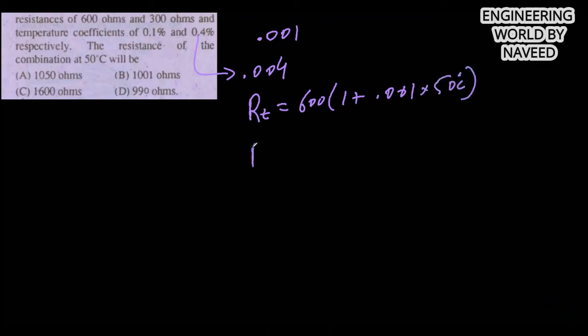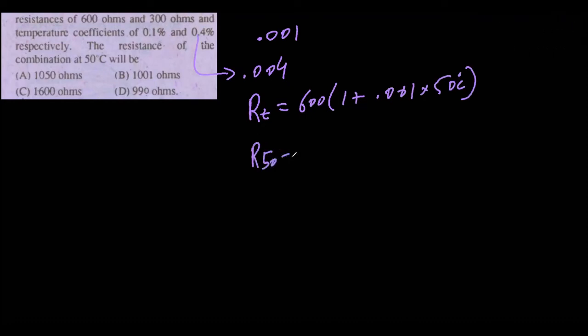So your resistance at temperature 50 degree will be equal to, let's use the calculator, 600 into 1 plus 0.001 times 50. So that is equal to 630 ohm.